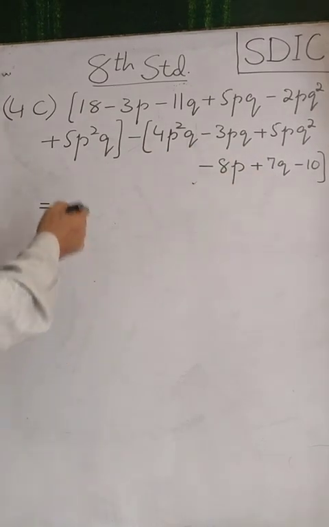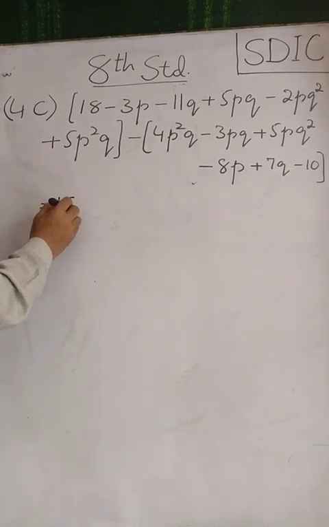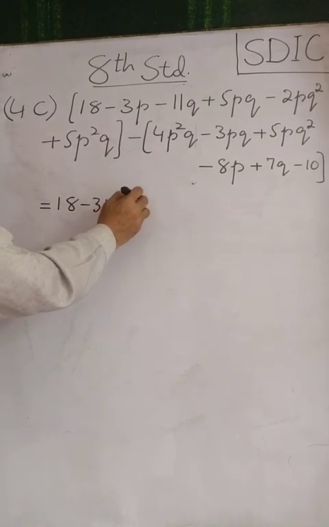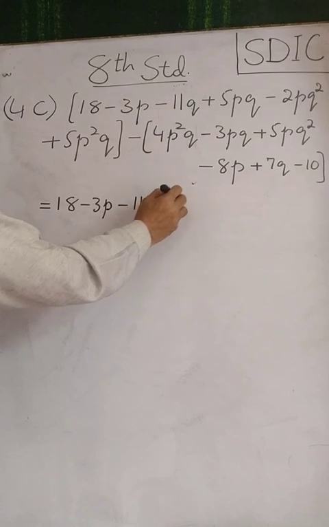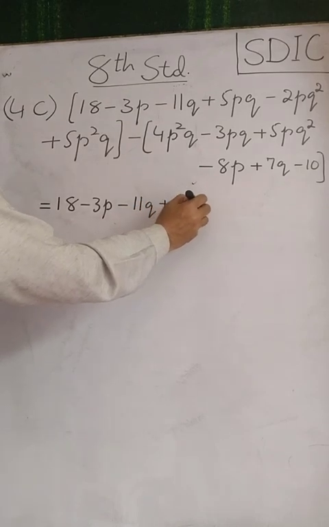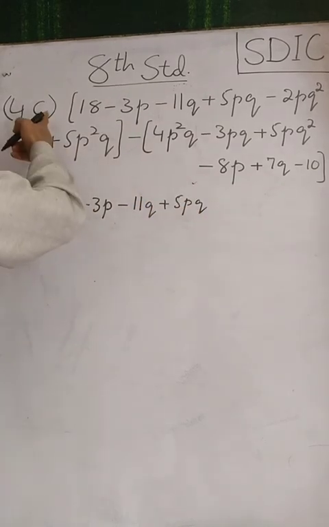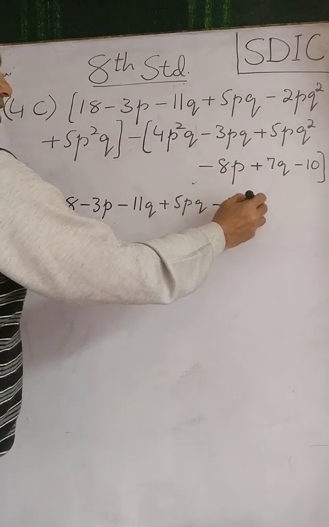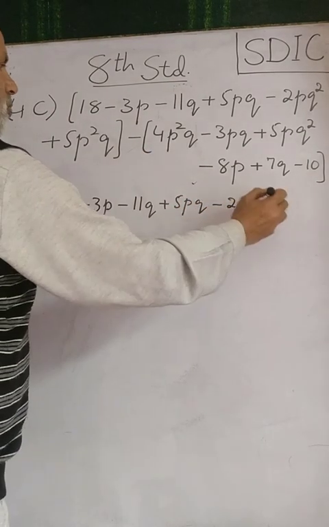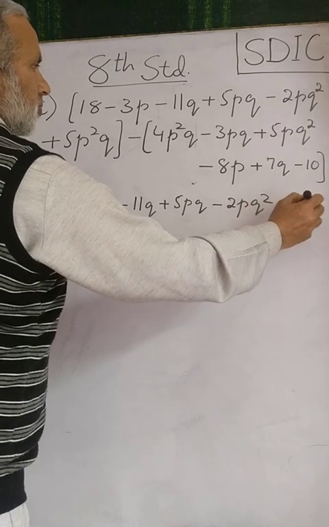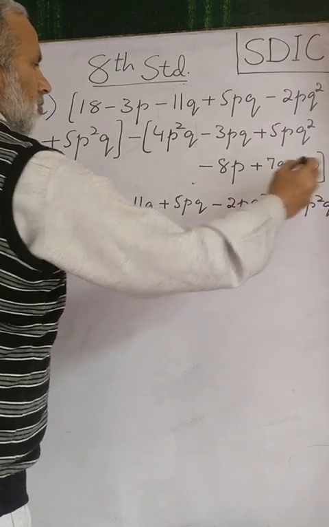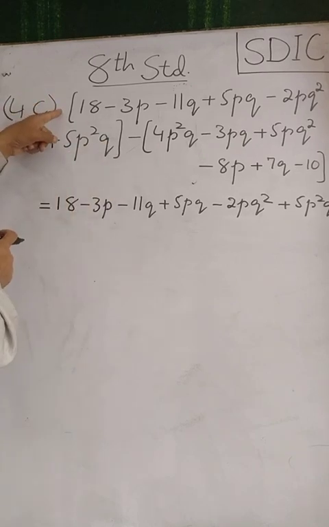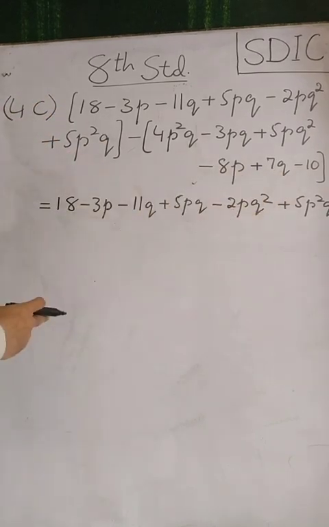Now using this, we'll get 18 as 18, minus 3p will remain as it is, minus 11q plus 5pq, all the signs I am keeping the same because outside the bracket I had a plus sign, minus 2pq square plus 5p square q. That was the first expression. I removed bracket number 1. Outside it had a plus sign, so all the signs I have kept the same.